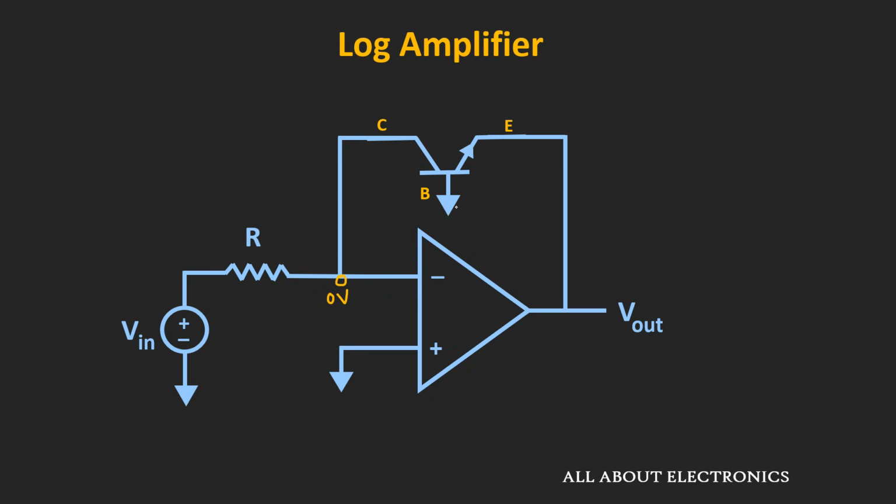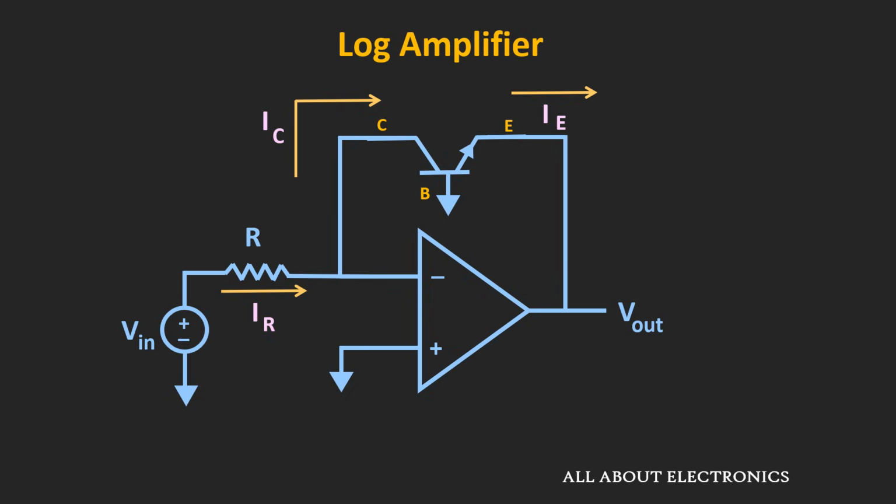So only this base emitter junction will be active in this transistor. So effectively this transistor will act as a diode. So now let us write down the different currents which is flowing through this circuit. So here this IR is the current which is flowing through this resistor R, and IC and the IE are the collector and the emitter currents of this transistor.